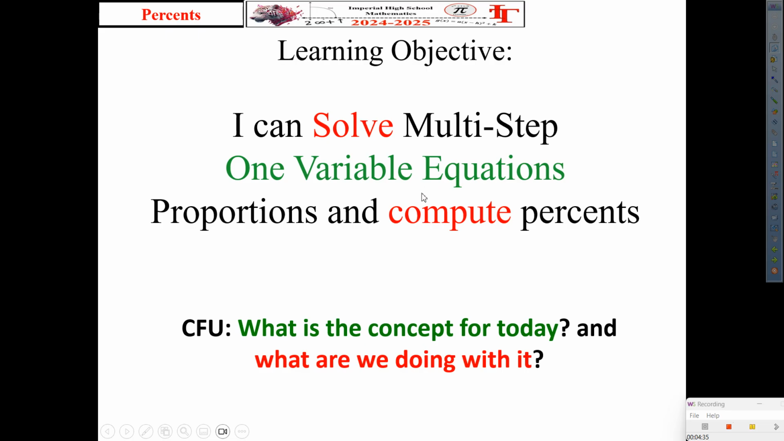Like I said, we're going to go expeditiously through this session. I'm just trying to retrieve information that you already covered. Those of you that were with me last year or some previous years, you'll see how it starts kicking in once we do the practice for this. All right, here we go. Our objective for today: I can solve multi-step one-variable equations, proportions, and compute percents. So, the main idea is one-variable equations, and we are going to be touching on proportions and percents.